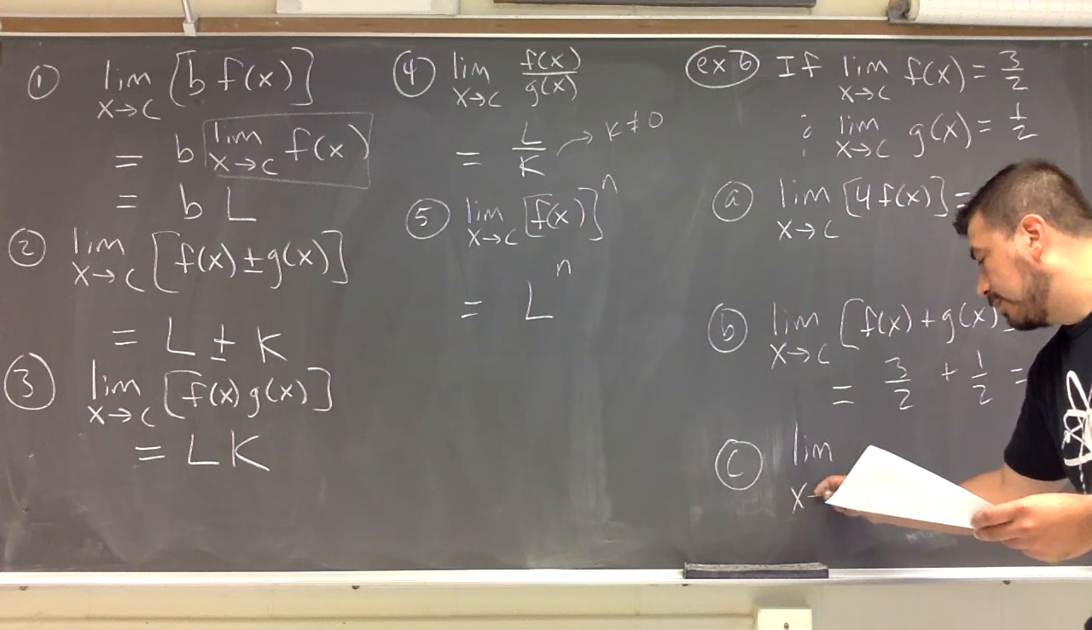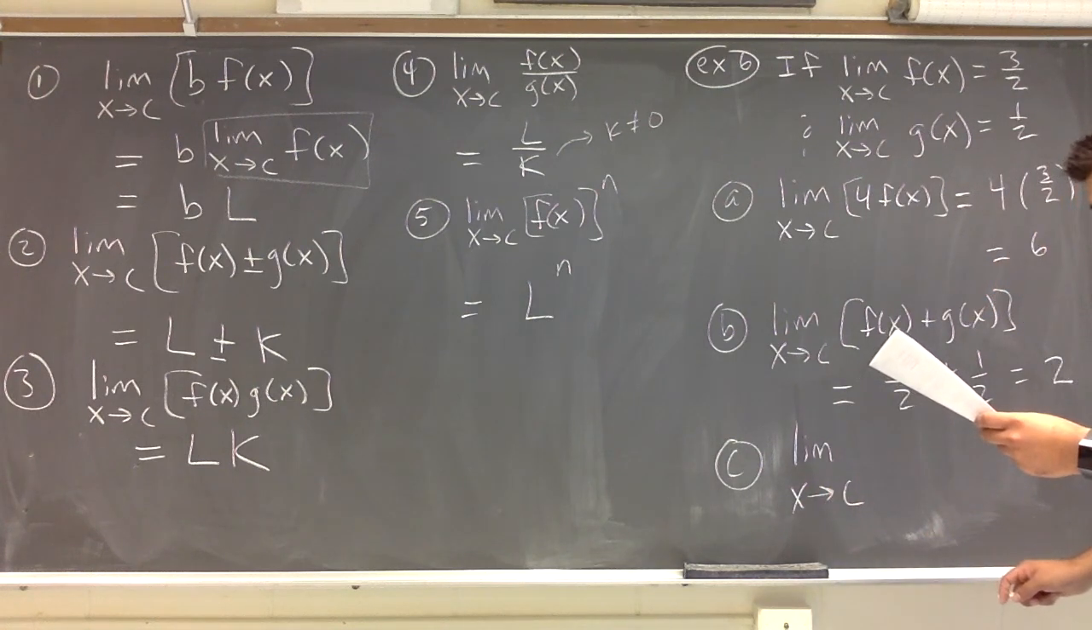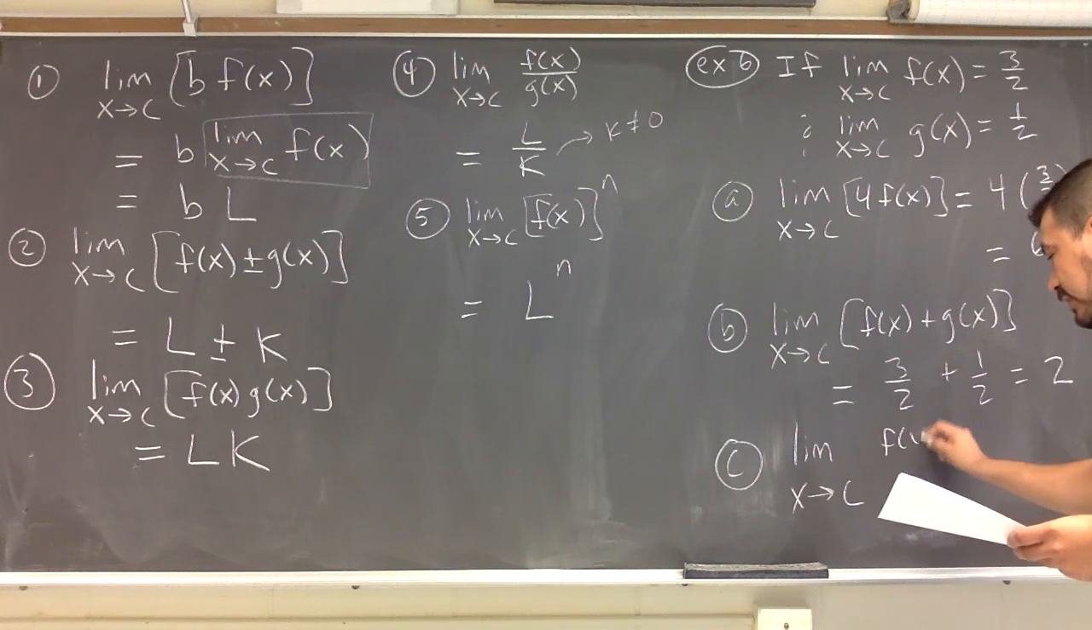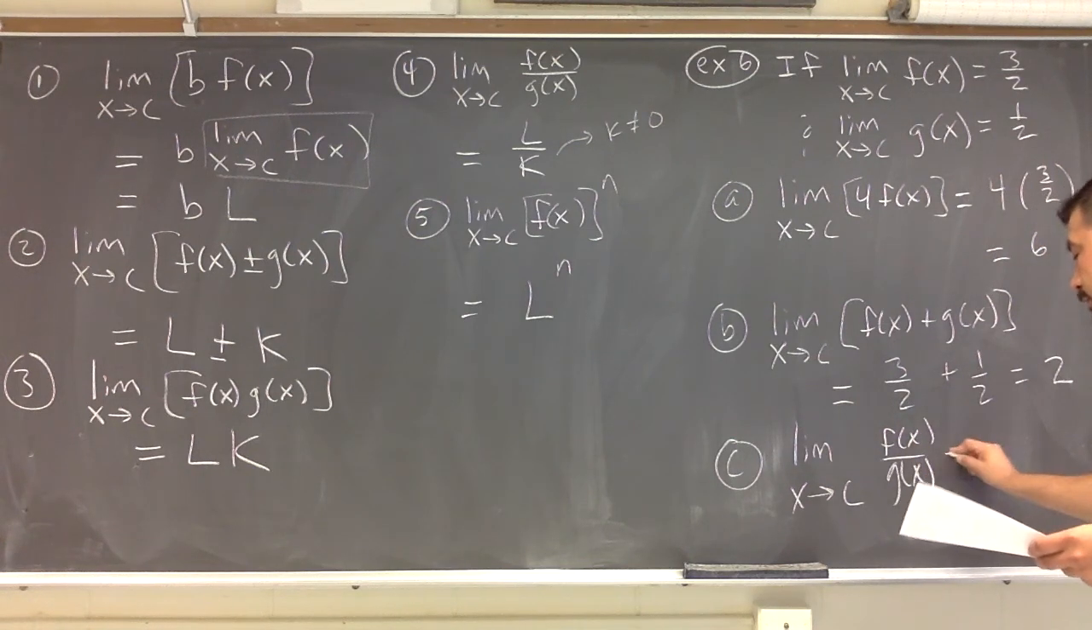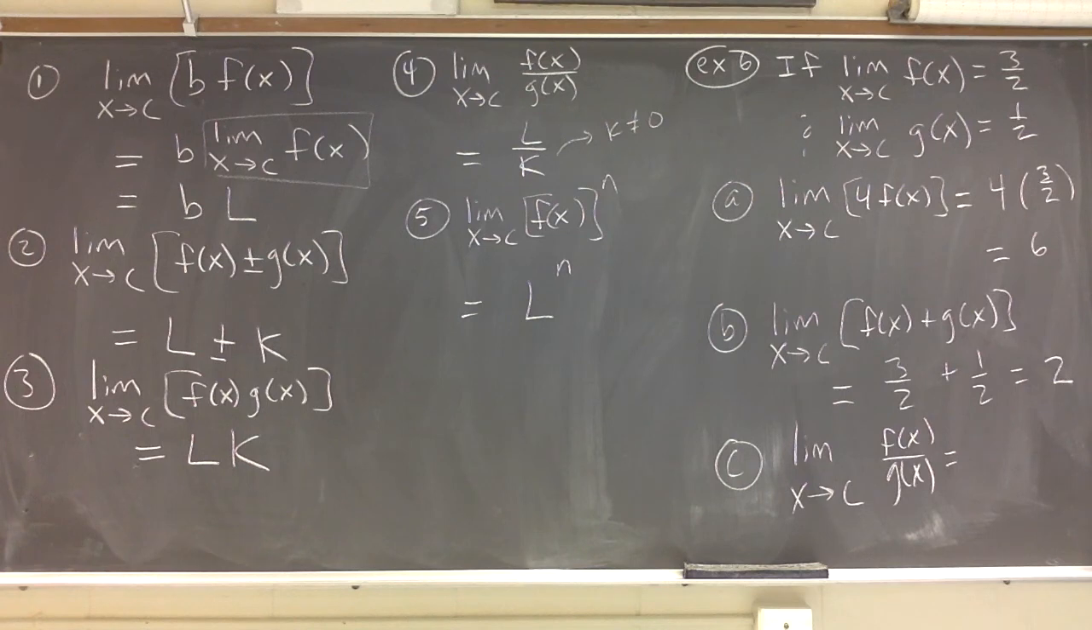Let's say we have the limit as x approaches c, and let's do f of x over g of x. Okay? So, again, we know both of these limiting values. For f, the limit was 3 over 2. For g, the limit was 1 over 2. And so you can just do the math there. You can change that to multiplying by the reciprocal if it helps. And so your answer there is going to be 3. Okay? So part A answer was 6, part B answer was 2, and part C answer was 3.